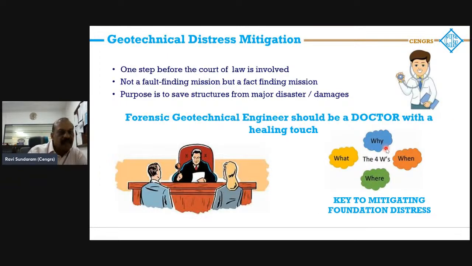So when we talk about geotechnical distress mitigation, one step before the court of law is involved, I'm talking about a fact-finding mission, not a fault-finding mission. So once you have the facts, you work out the solution and save the structure from major disaster or damage. So the forensic geotechnical engineer is a doctor with a healing touch. What he does is he evaluates the four W's, which is the key to mitigating the foundation distress.